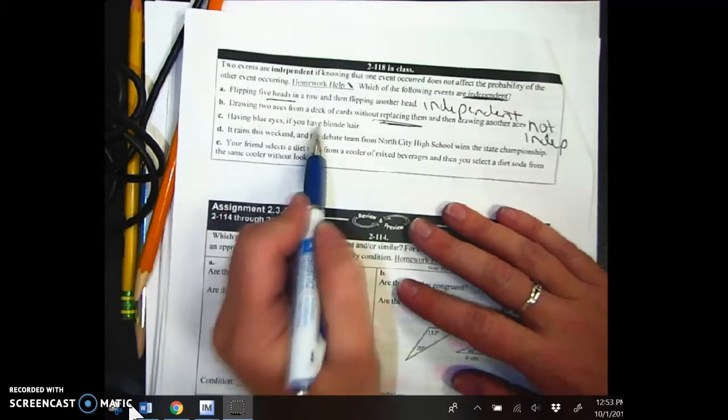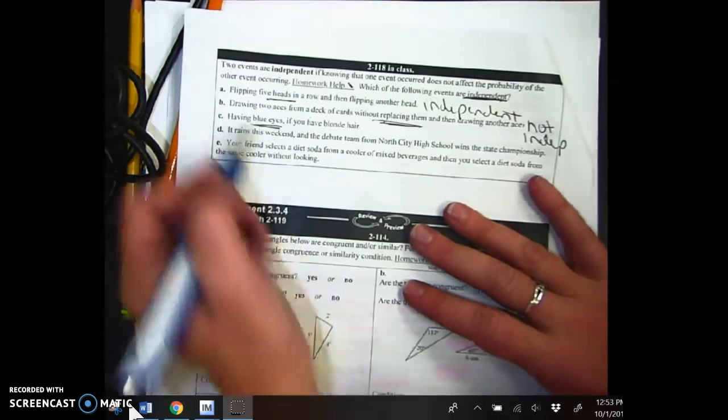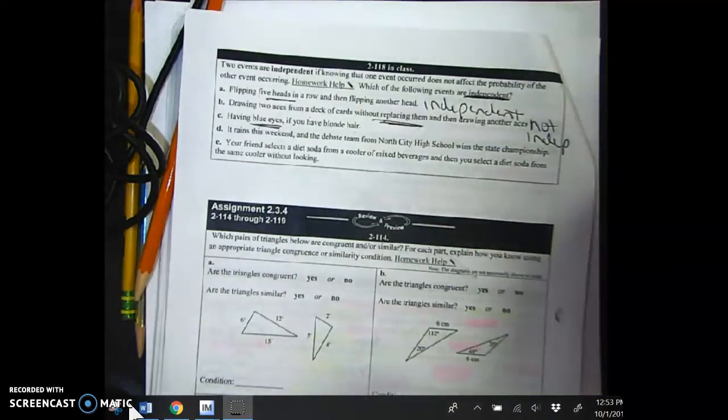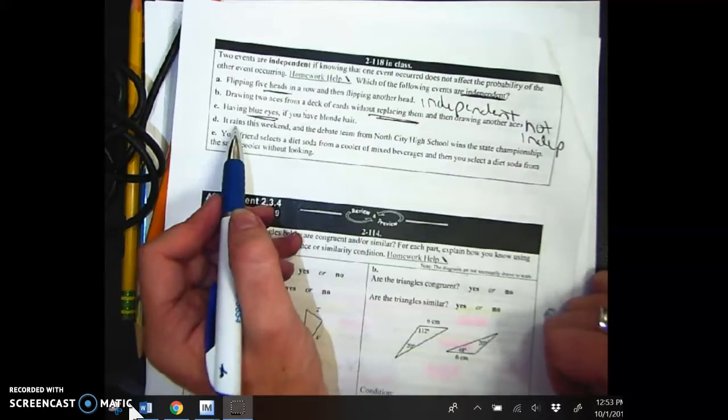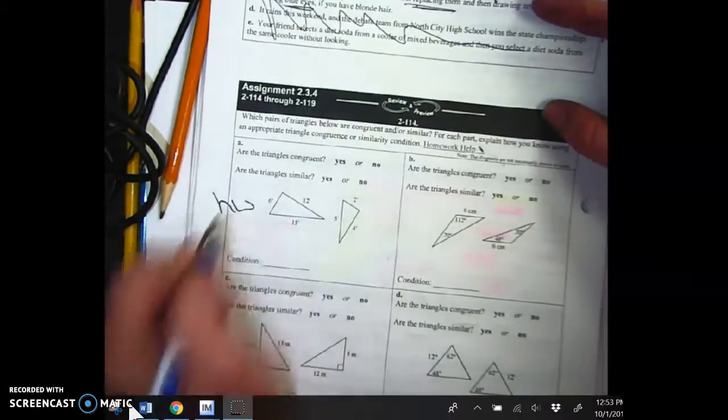Having blue eyes if you have blonde hair. Well, you could have blue eyes and have brown hair. I think that's good enough because I only care about the math ones. All right, so this is going to be your homework.